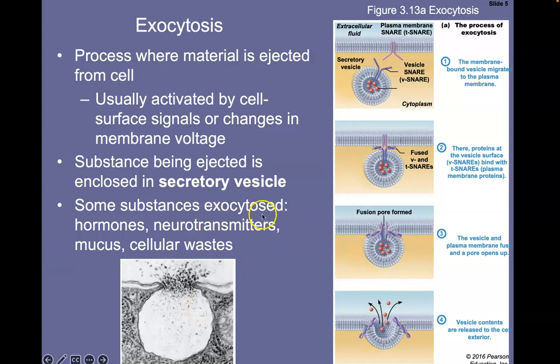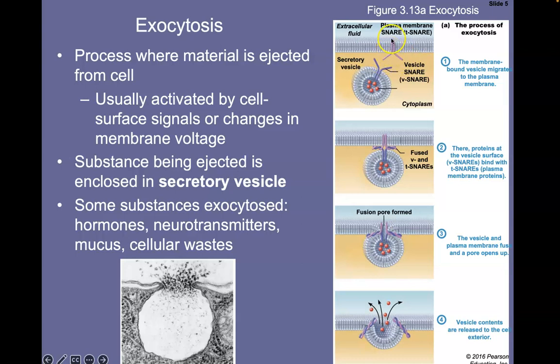So some substances are exocytosed, like hormones, neurotransmitters. Also mucus can be released this way, sometimes cellular waste. Those are all things that can be released by exocytosis. So we'll talk a lot about exocytosis especially with things like the endocrine system, where we're releasing hormones from different organs. Or even in the digestive system, we'll talk about how cells can release digestive enzymes via exocytosis, things like that.